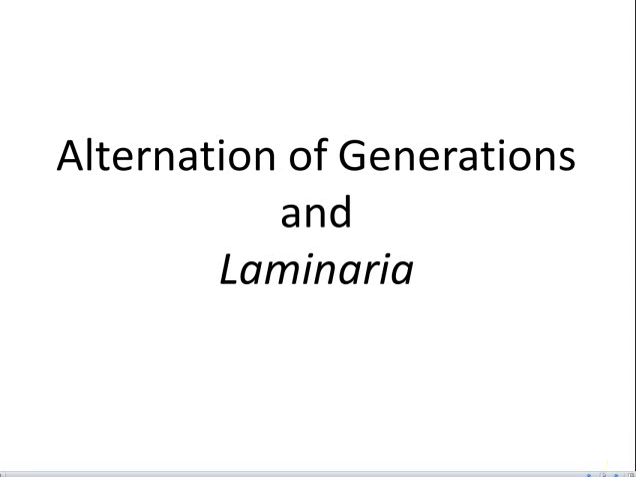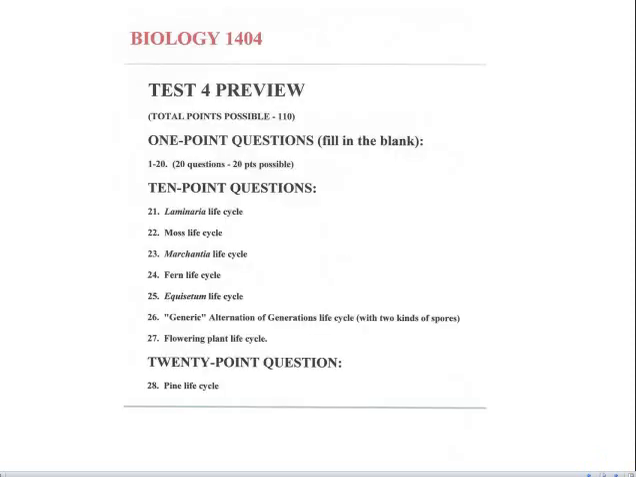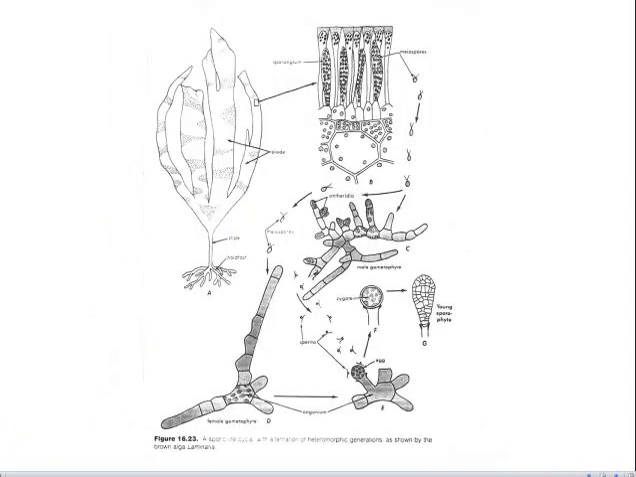First, alternation of generations and laminaria. What's going on here? Well, first of all, we've got a 10-point question over the laminaria life cycle on test 4. And so here's laminaria. Say, wait a minute, that's not a plant. That's a what? It's a protist. How come we're doing a protist? I thought we were into plants now.